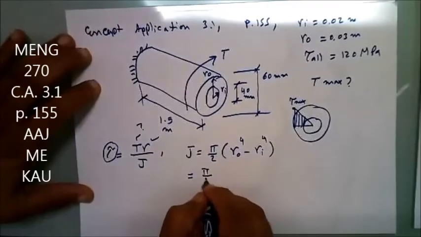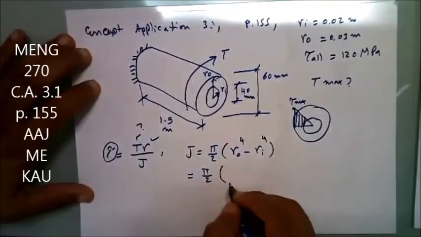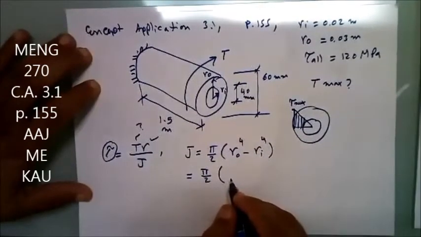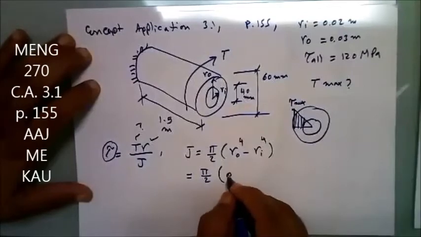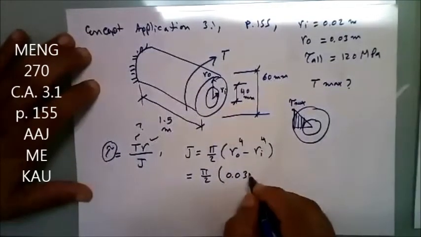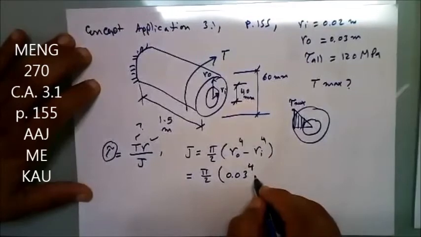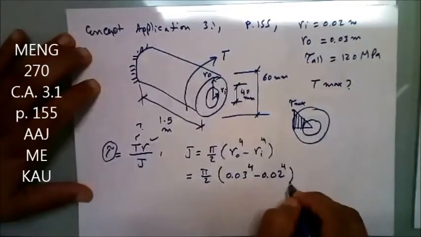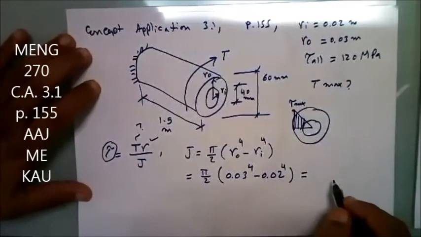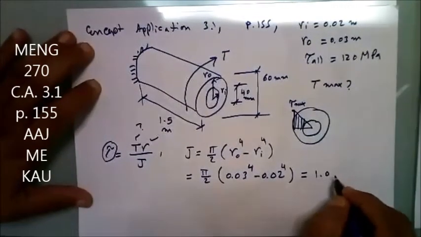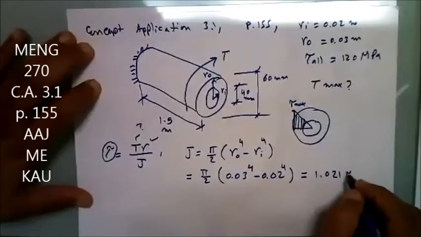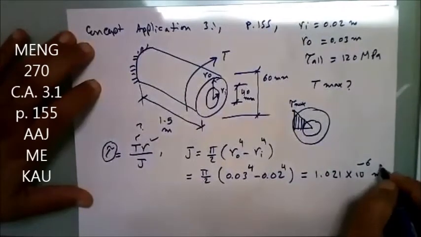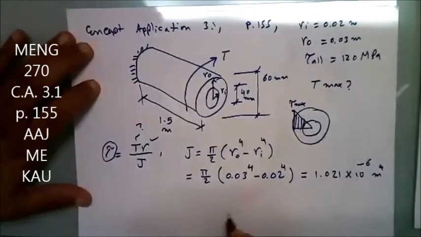So pi over 2 times 0.03 to the power 4 minus 0.02 to the power 4. It is 1.021 times 10 to the power minus 6, and the unit is meter to the power 4. Okay, now we find J.